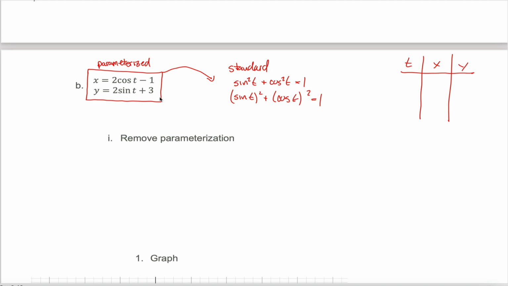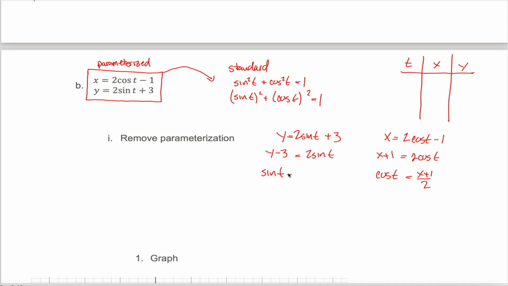So let's solve those equations. If x is equal to 2 times the cosine of t minus 1, then x plus 1 is equal to 2 times the cosine of t, and therefore the cosine of t is equal to (x plus 1) over 2. Similarly, if y is equal to 2 times the sine of t plus 3, then y minus 3 is equal to 2 times the sine of t, so the sine of t is equal to (y minus 3) divided by 2.